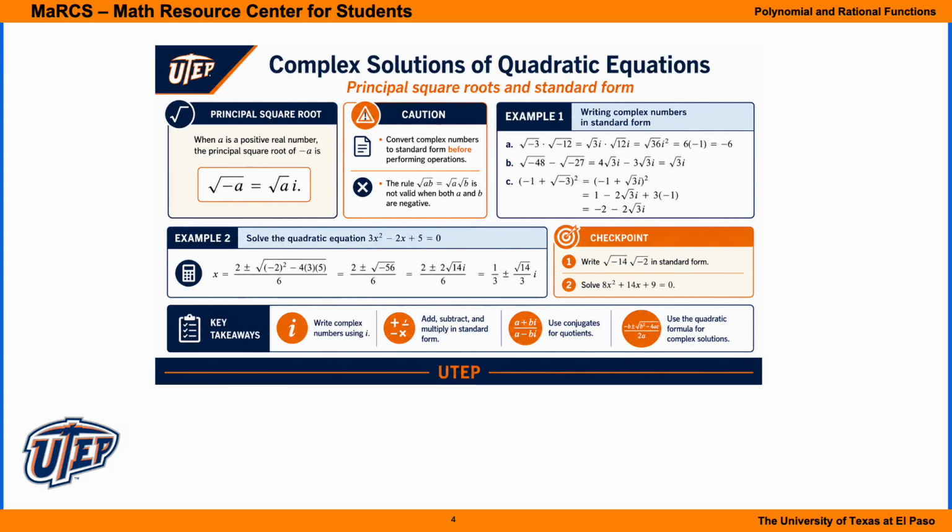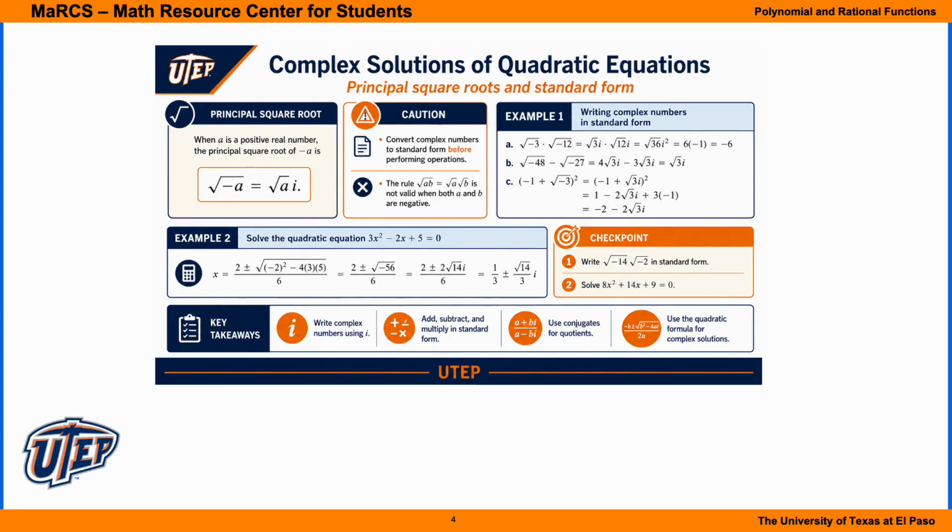So we define our principal square root. When a is a positive real number, then the square root of negative a is equal to the square root of a times i. Another important thing to remember is that the rule, the square root of a times b is equal to the square root of a times the square root of b, is not valid when both a and b are negative. And we see this in our first example, 1a.